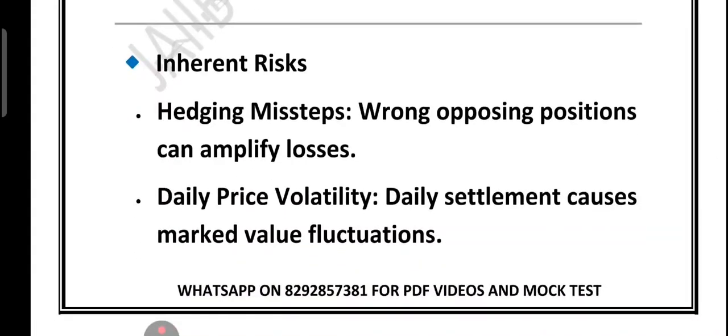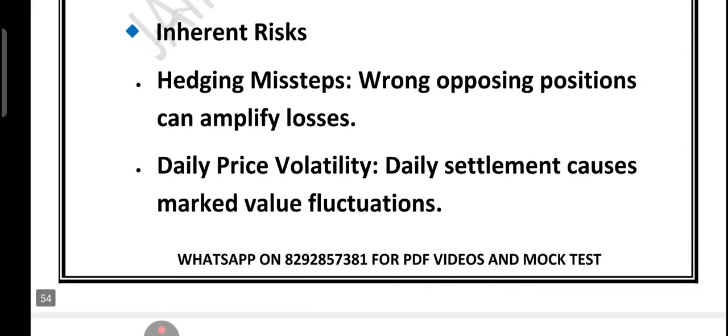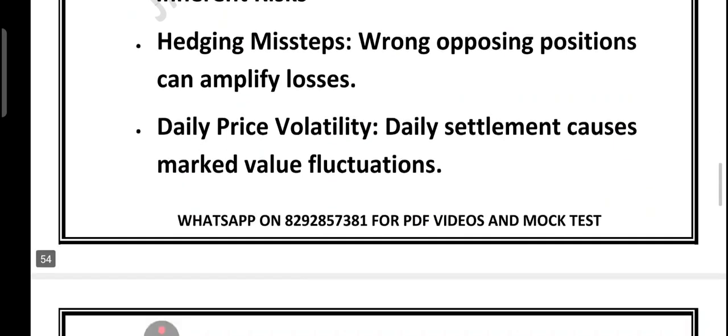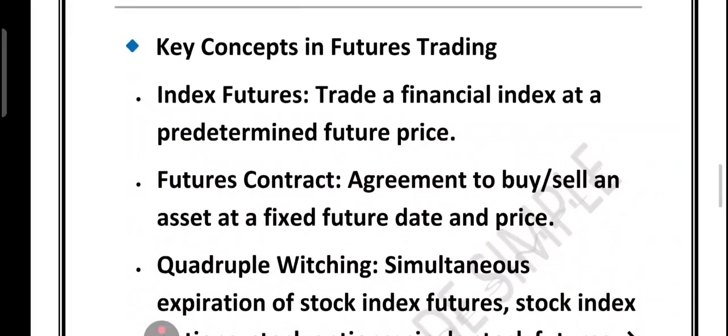Right, some inherent risk is always there. You can see hedging missteps, so a wrong opposing position can amplify the loss. Daily price volatility is there, right? So speculation means gain from price movement. Hedging means protect against market decline. So remember, futures are a flexible tool for strategy as well as protection.